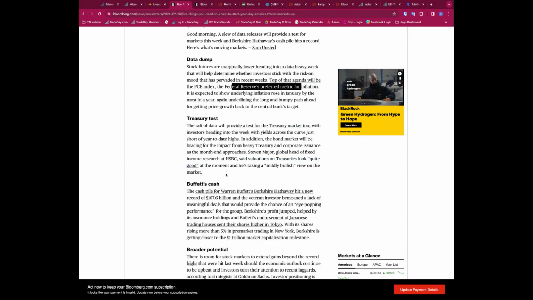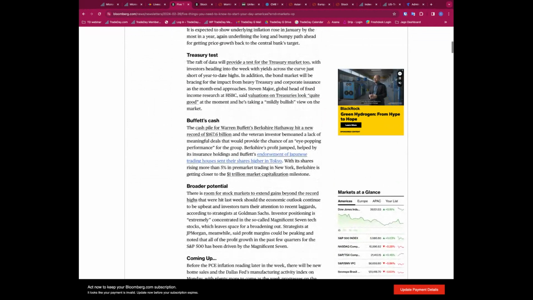Also in here, the data looking at the Treasury market and how the Treasury market plays out. Remember, yields have gone to multi-month highs in here. We did get a retracement to lower yields on Friday, but generally speaking, yields have been pushing higher. So we're going to see how that plays out.